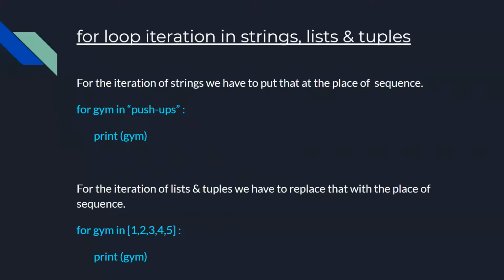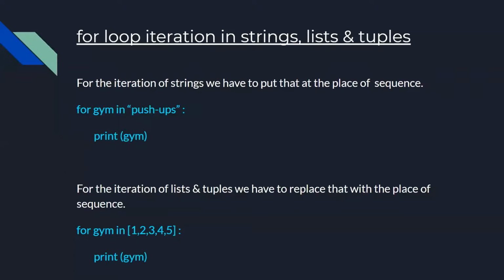So guys, for loop iteration in strings, lists, and tuples. As Bhupendra has already told you, for loops are used in Python for iterating over numeric data types, strings, lists, and tuples. So here's the part for strings, lists, and tuples. For the iteration of strings, we have to put it at the place of the sequence. For example, for gym in push-ups, and then the statement is print gym. So basically, gym is a variable and push-ups is the string.